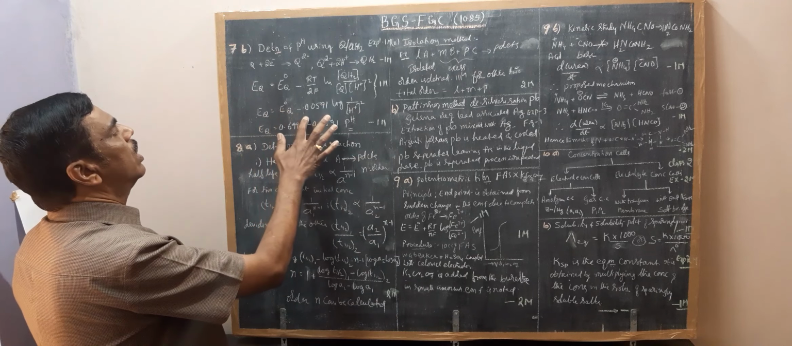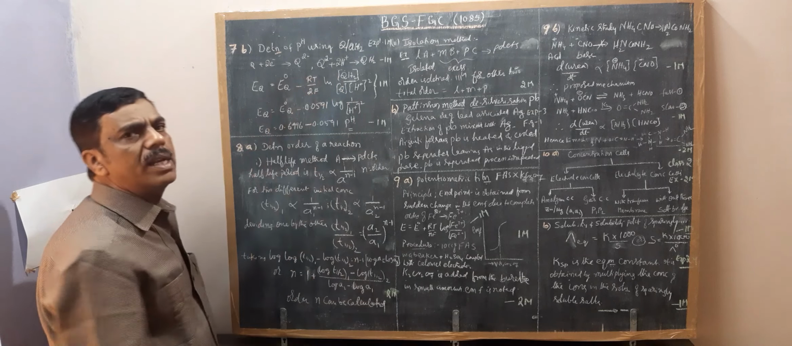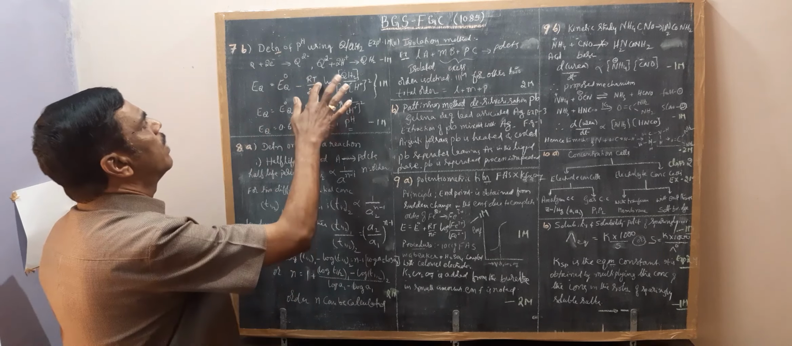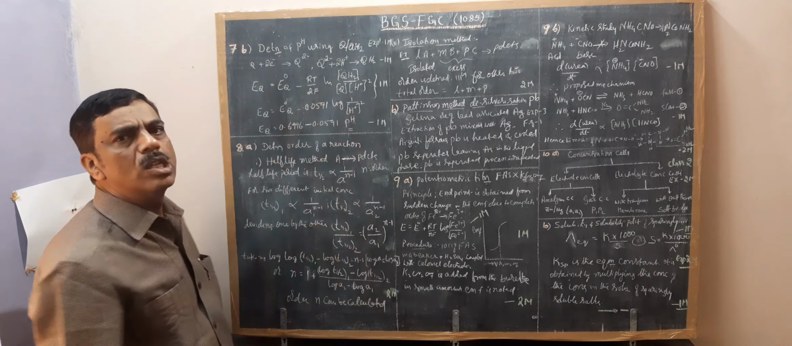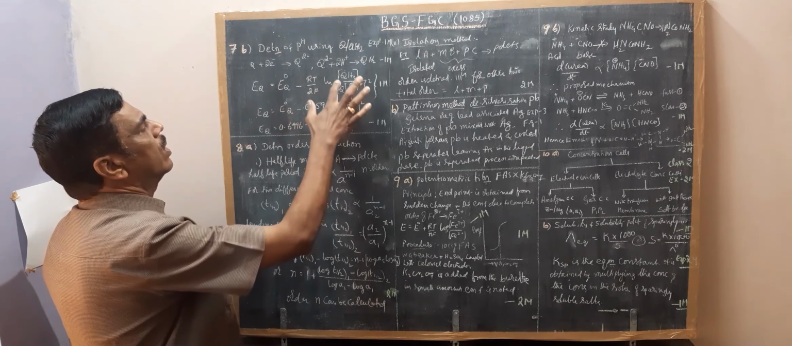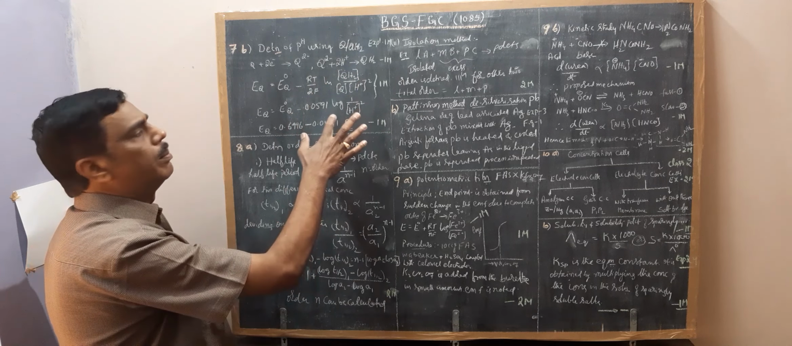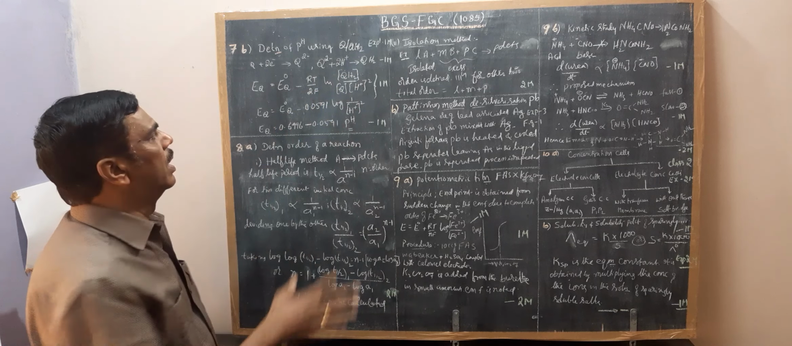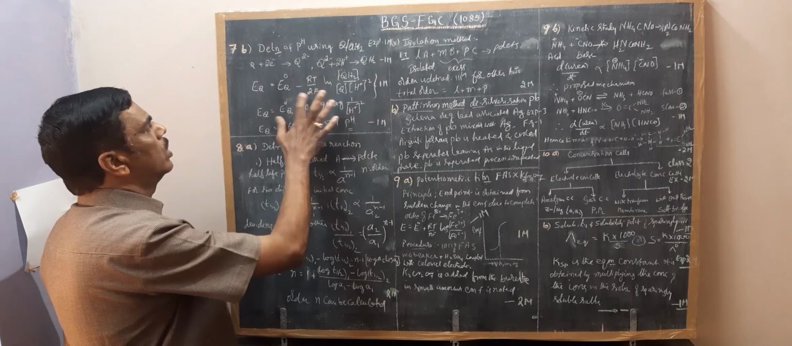E_Q = E°_Q minus, if you simplify this, R is the gas constant, 8.314, T is the temperature, the given lab temperature, and F is 96,500. If you substitute this and convert natural log into log to the base 10, multiply by 2.303, and the whole thing divided by 2, since 2 electrons are required.